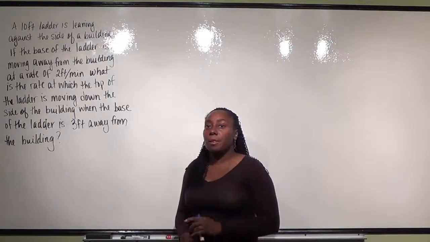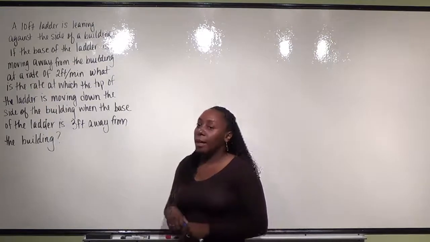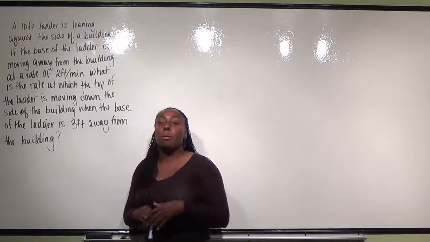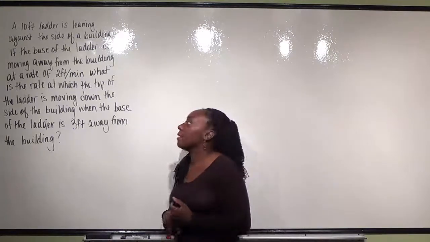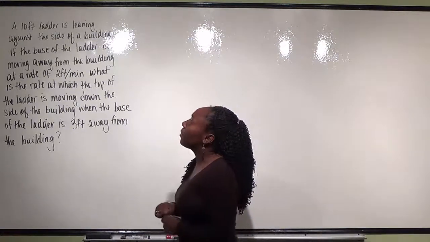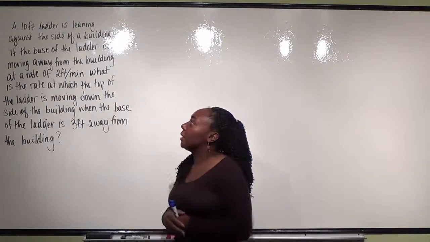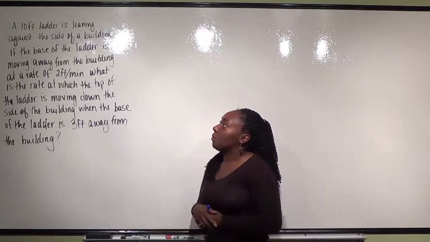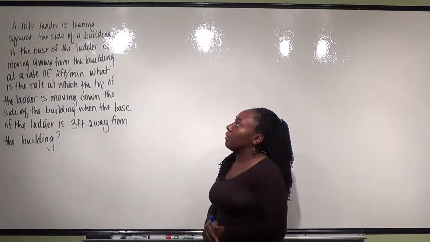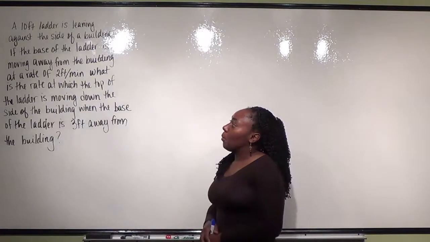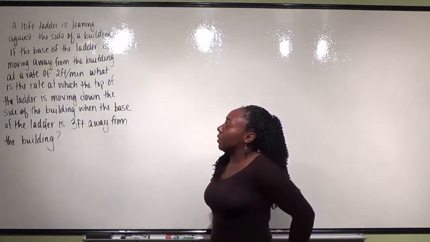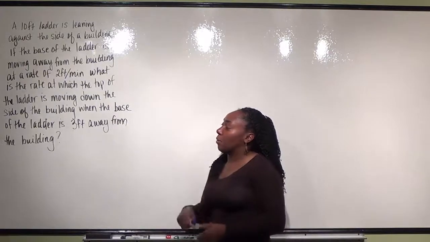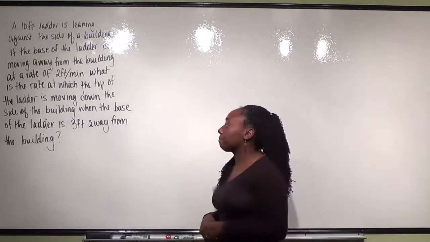So in our first example, we're going to look at a common ladder problem that you'll see with a lot of related rate problems in any calculus class. We have a 10-foot ladder that's laying against the side of a building, and the base of the ladder is moving away from the building at a rate of 2 feet per minute. What is the rate at which the top of the ladder is moving down the side of the building when the base of the ladder is 3 feet away from the building?